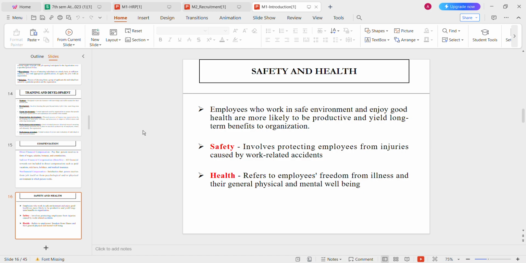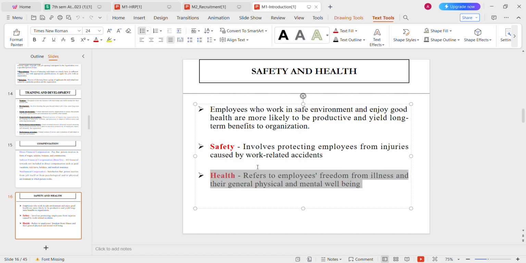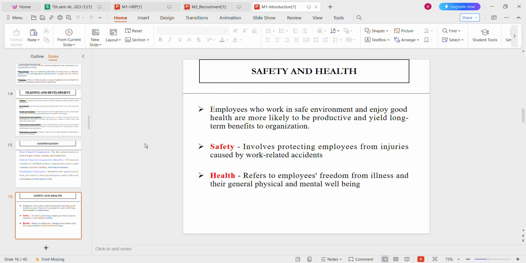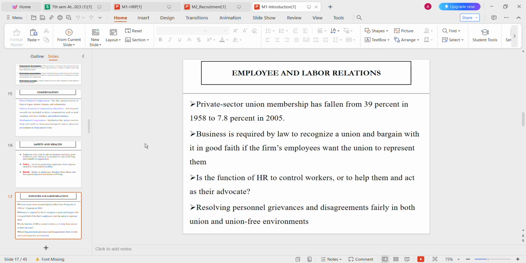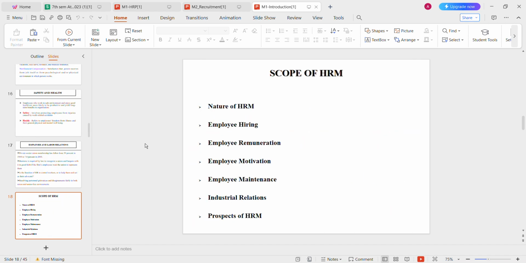Next, the safety and health. So safety basically involves protecting the employees from the injuries caused by work related accidents. Health refers to the employees' freedom from illness and their general physical and mental well-being. The next is about the employee as well as the labor relations. This is about the concept of the activities of HRM.